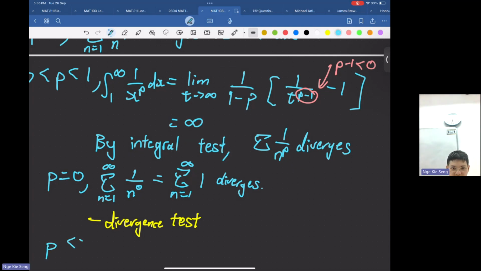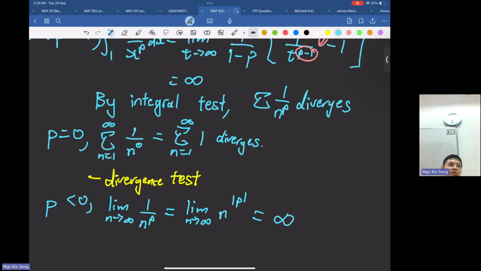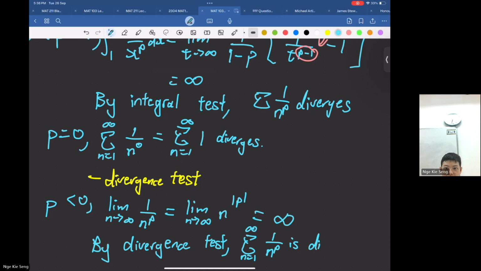Okay, how about p less than 0? P less than 0, how? Goes up. Okay, you mean the n in the an, right? So this thing will go up. What do I mean by goes up? It becomes n to the modulus of p, like this. So what's this? The limit of this is infinity, not 0. So by what test? Divergence test. The p series diverges. Okay, good. Very good.